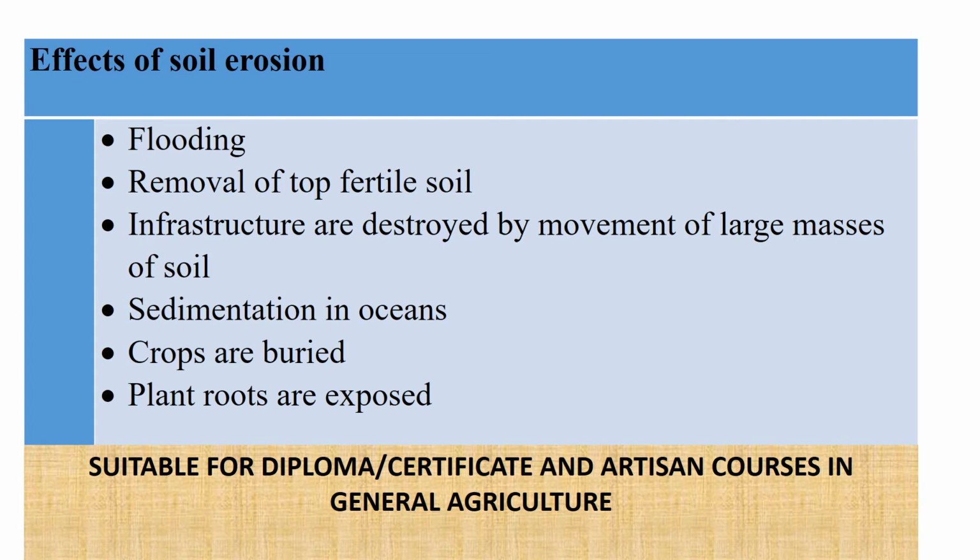Then we have the infrastructure. So the impact of soil erosion on infrastructure is that all infrastructures are destroyed by movement of large masses of soil. Then we have sedimentation in oceans. So sedimentation, this is the siltation that occurs in oceans.